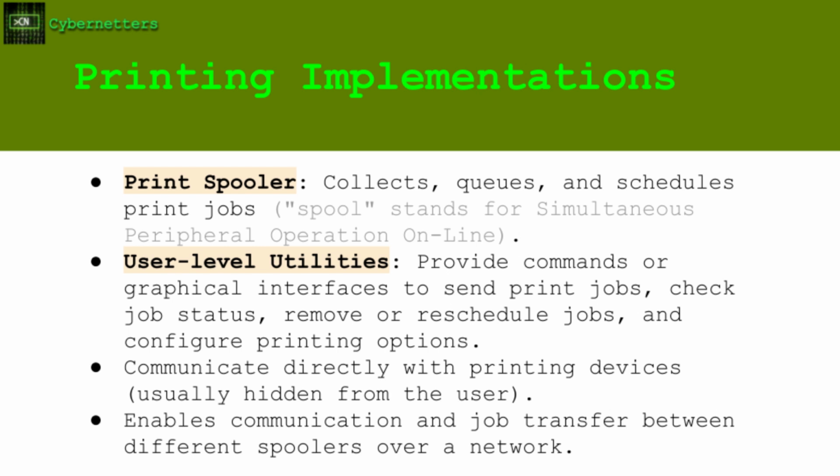Next we have the user level utilities, which are the tools that let users interact with their printing system. They can be command line utilities or graphical interfaces that allow users to send jobs, check their status, cancel or reschedule jobs, or change printer settings. Behind the scenes, these utilities can communicate directly with the printer and can even transfer print jobs between different spoolers over a network, which ensures smooth printing operations across multiple systems.